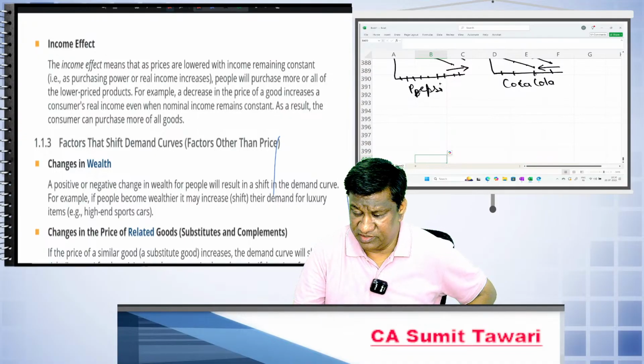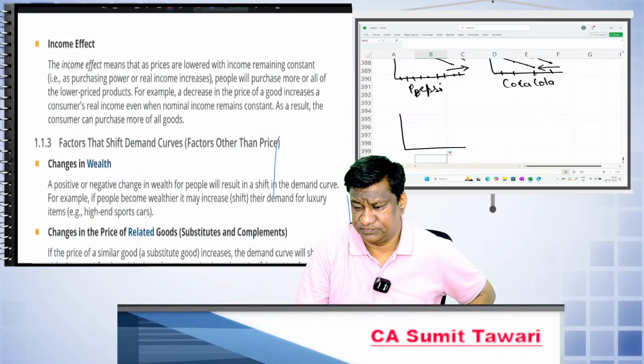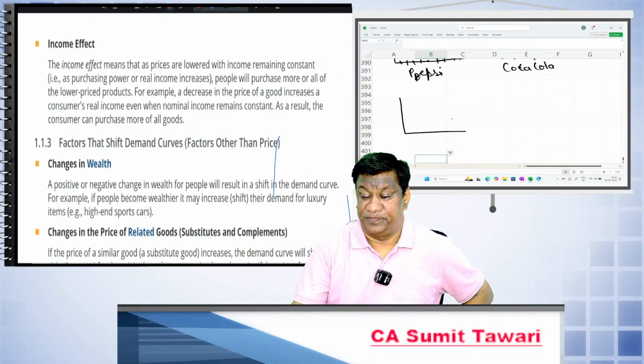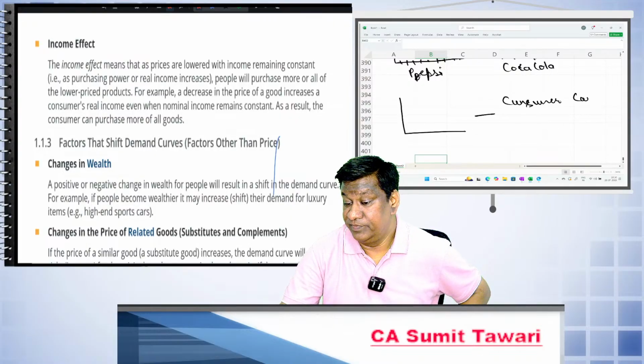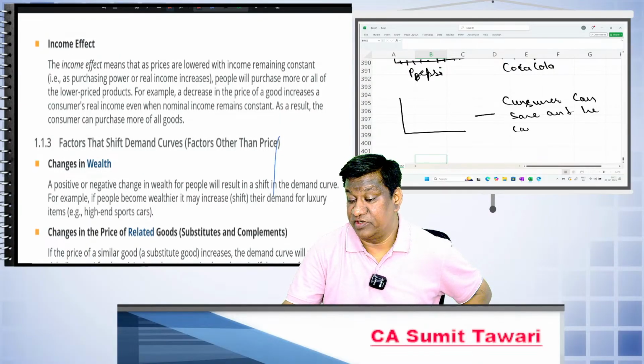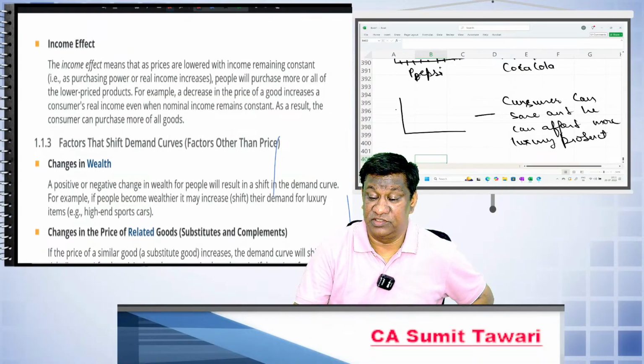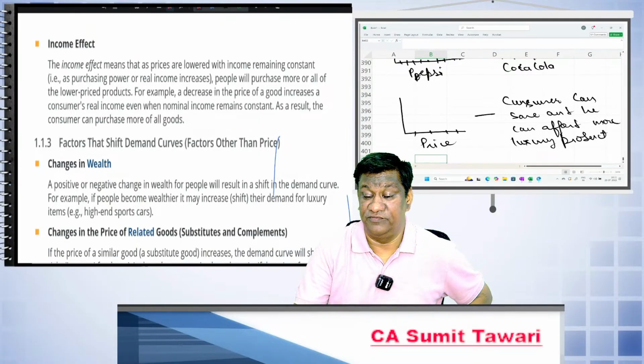You can think of it this way. The price of some product gets decreased, and as a result the consumer can save and can afford other products, more luxury products. You can consider the quantity and price, or we will take the example of a car.